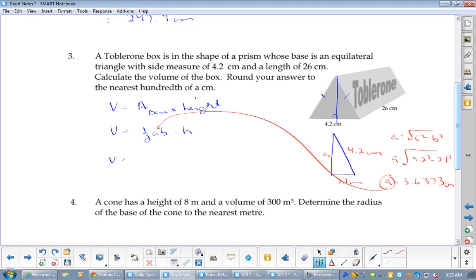Volume equals. Now, for those people that do not like fractions, you can hit a 0.5 times A, 3.6373 centimeters, times 4.2 centimeters, times our height, 26 centimeters. Okay, and just to speed things up, I'm going to give you the answer because that's the easy part. 198.60 centimeters cubed.